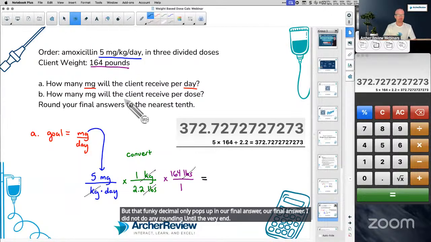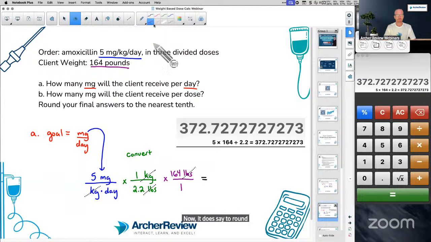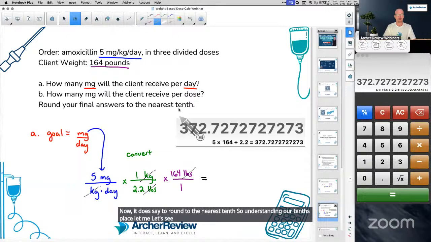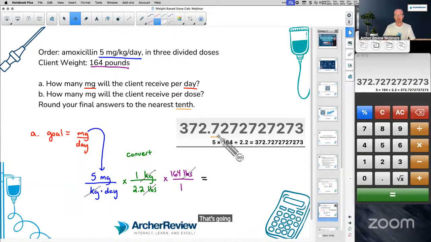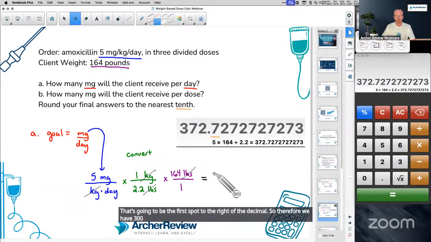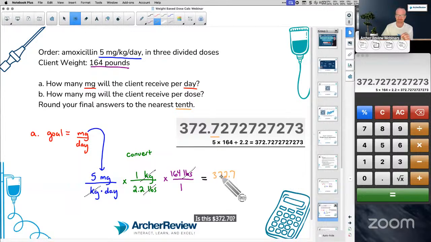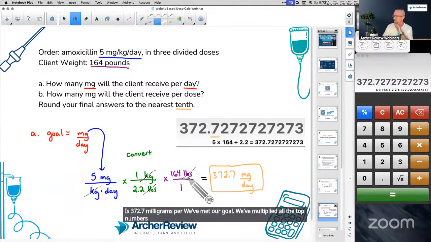Now, it does say to round to the nearest tenth. So understanding our tenths place, that's going to be the first spot to the right of the decimal. So therefore we have 372.7. Is this $372.70? No, we got to put our units in here. It's 372.7 milligrams per day. We've met our goal. We've multiplied all the top numbers. We've divided all of our bottom numbers.